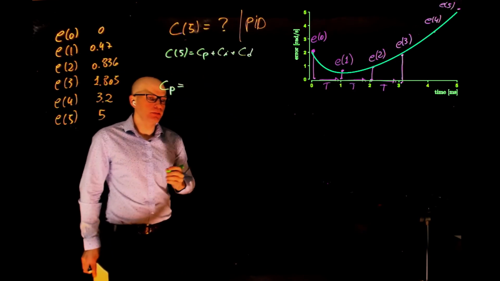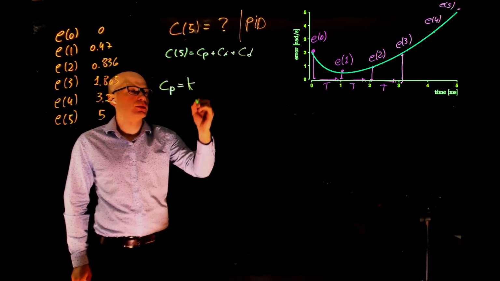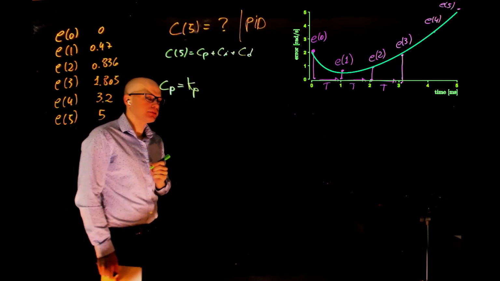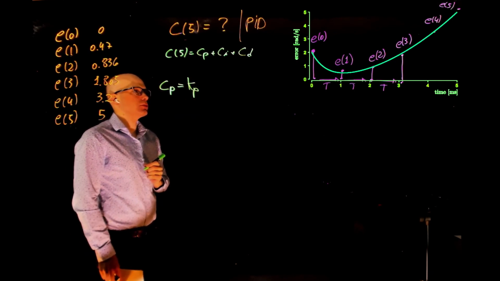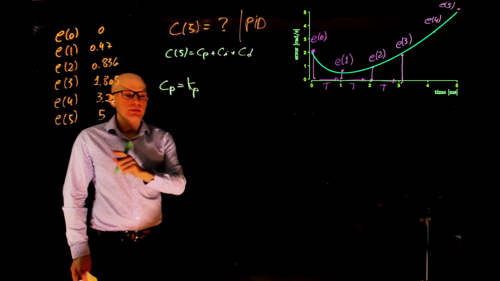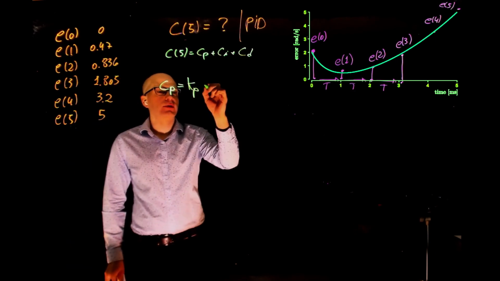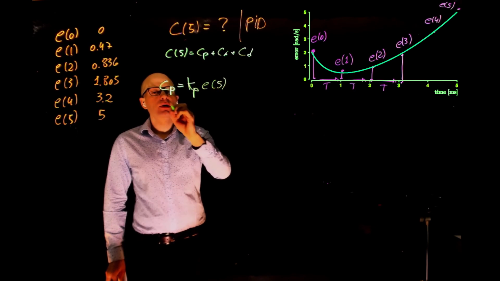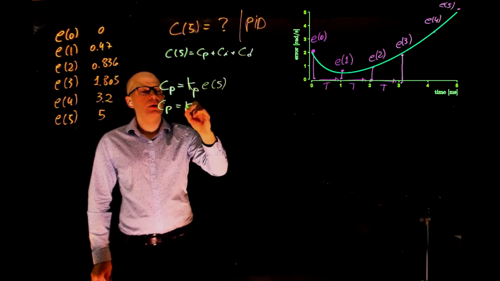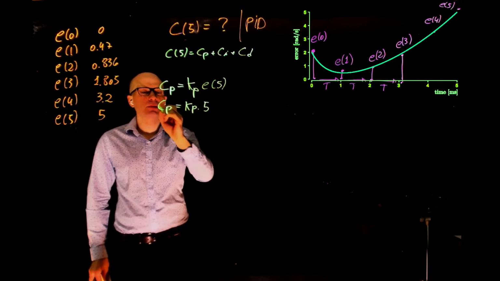Cp would be the proportional gain times the error at 5, which is 5. So this would be Kp times 5.